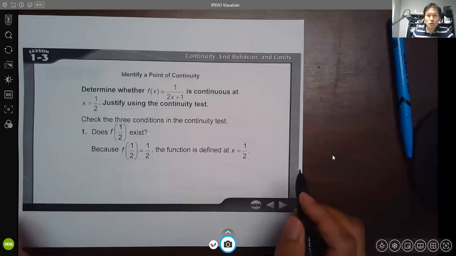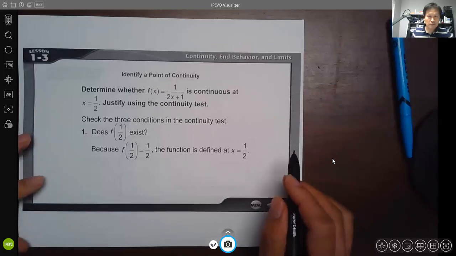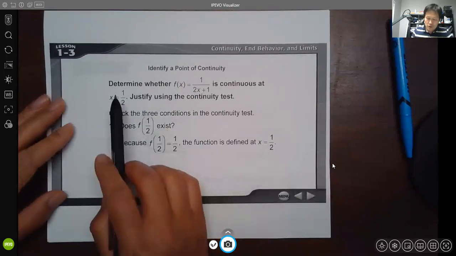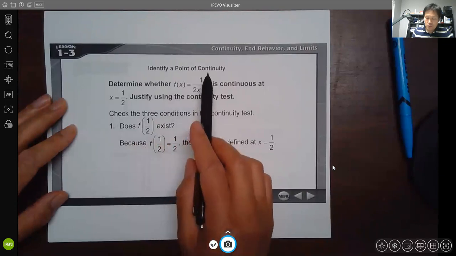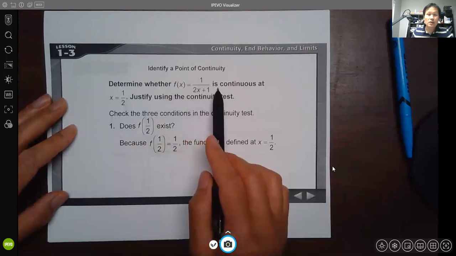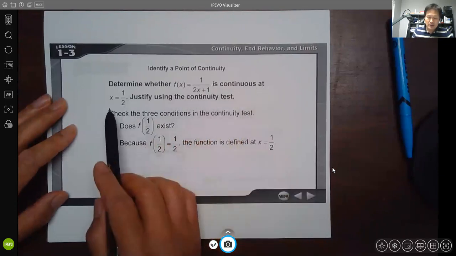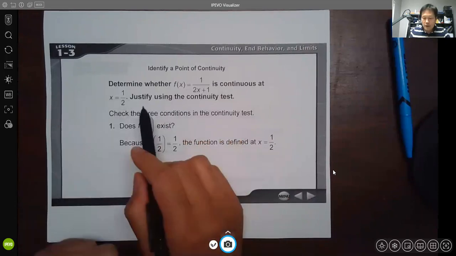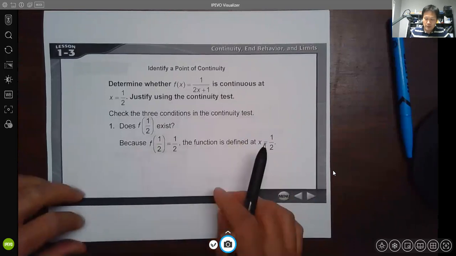Okay, continuing 1.3 part 2. Determine whether f of x equal to 1 over 2x plus 1 is continuous at x equal to 1 over 2. Justify using the continuity test.